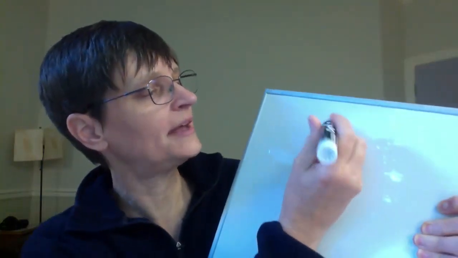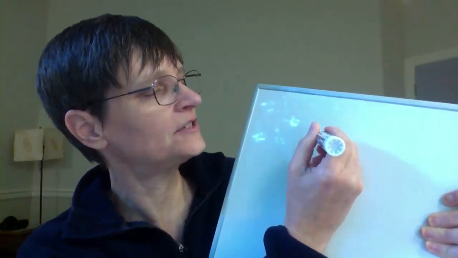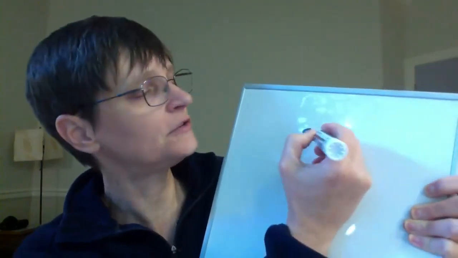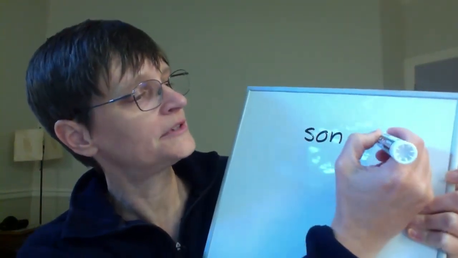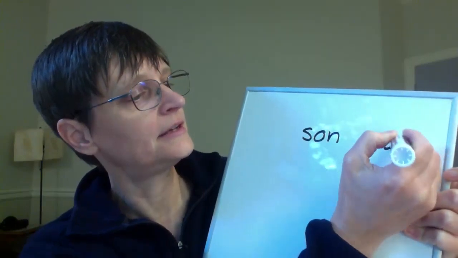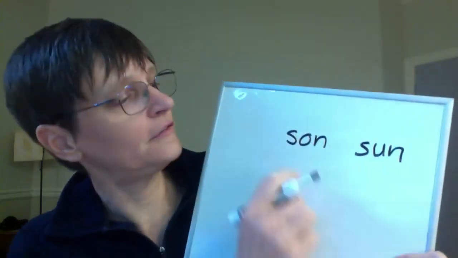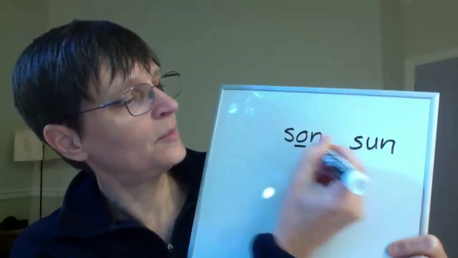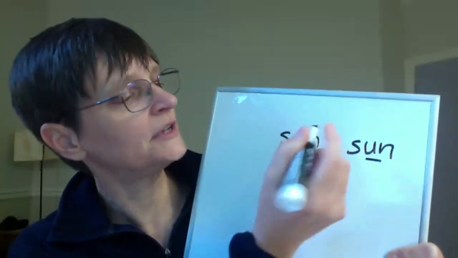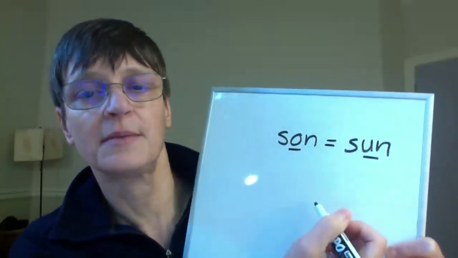So here's some words that you might think should be pronounced differently because of the way they're spelled. So for example, the words sun and son, they have different spelling. But in these two words, the vowel sounds are the same.